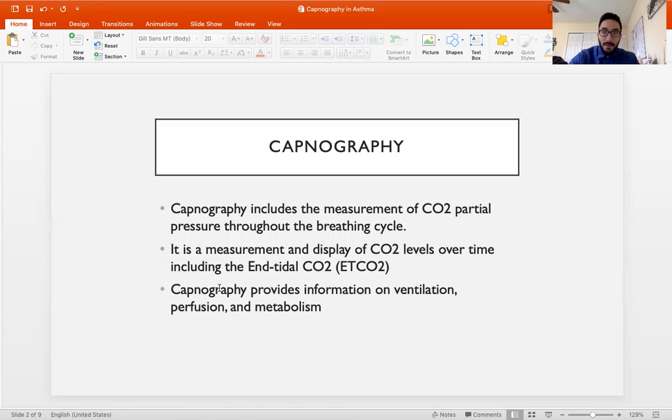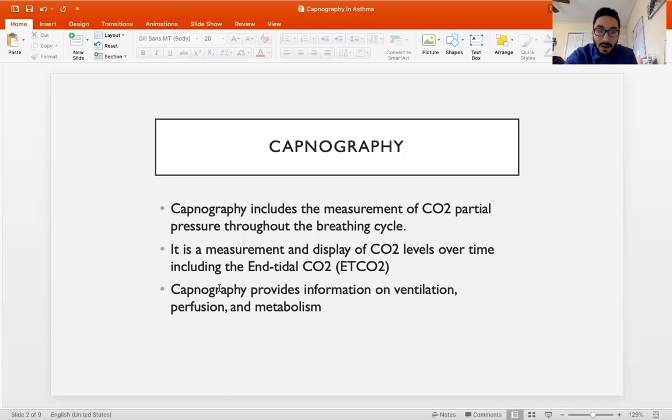And we want to go down. Okay. So what is capnography? Essentially it is the measurement of CO2 throughout the breathing cycle. It's going to usually be on a monitor. It's going to display a measurement with numbers and a graph, we call it a capnogram, of CO2 levels over time. And it can give us information on ventilation, essentially the effectiveness of CO2 elimination, perfusion, essentially the transport of CO2 in vasculature, and lastly, metabolism. It can give us an idea of the production of CO2 via cellular metabolism.